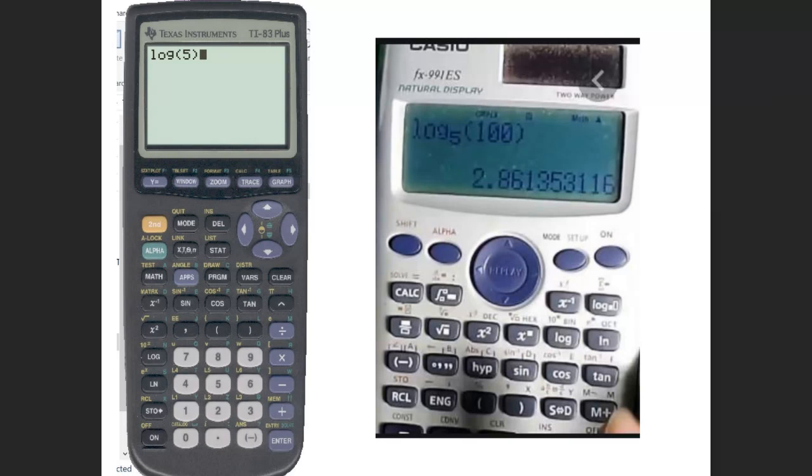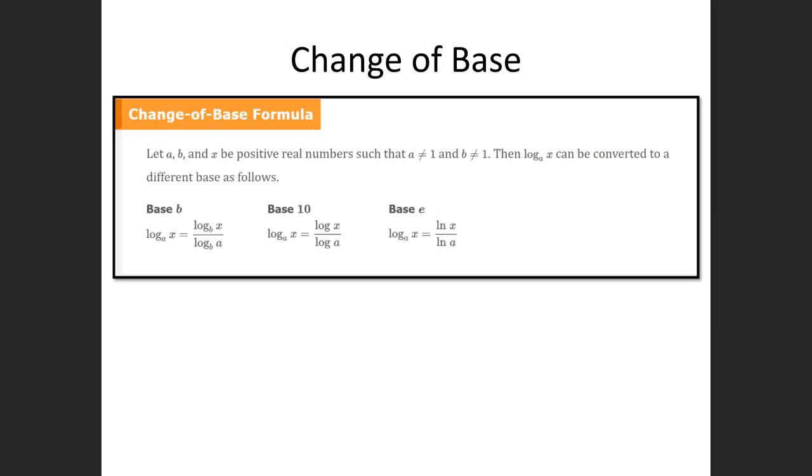Now there are some scientific and graphing calculators that allow you to change the base on a log. But normally, if you're not able to change the base on your calculator, it's assumed that it's base 10. So how can we do this if our calculator does not have the feature to change the base? What we can do is use something called the change of base formula.